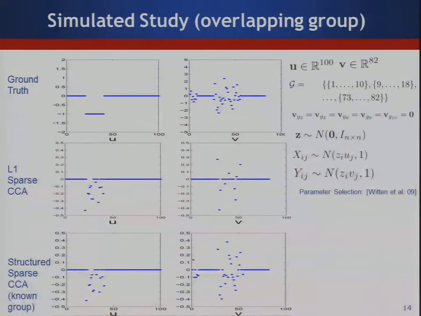Basically, we adopt the experiment setting from Witten's paper, and here is the ground truth for the U vector, and this is the ground truth for the V vector, and the V is constructed of some overlapping groups. We randomly set a few groups to be 0, and for the other elements, we randomly draw from a Gaussian distribution. If you apply the L1 sparse CCA, you get U almost okay, but V is over-sparsified. You cannot capture V. But if you incorporate the prior knowledge of the group structure, you will recover V much better. You can see here.